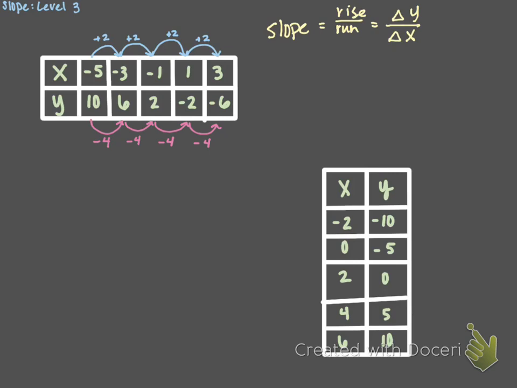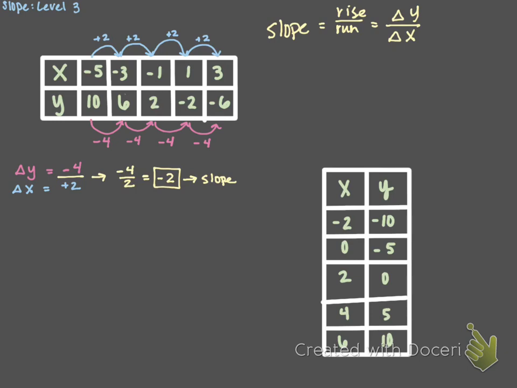So for our slope of this guy, our change in y is equal to negative 4, since we are decreasing by 4. And our change in x is equal to a positive 2, since we are increasing by 2. And so this gives us a nice fraction of negative 4 over 2, which we can simplify. Negative 4 divided by 2 is going to give us negative 2. So our slope for this table is going to be negative 2.